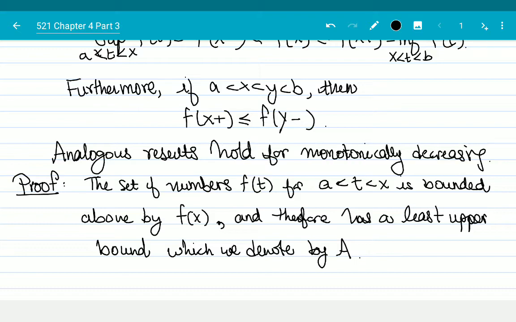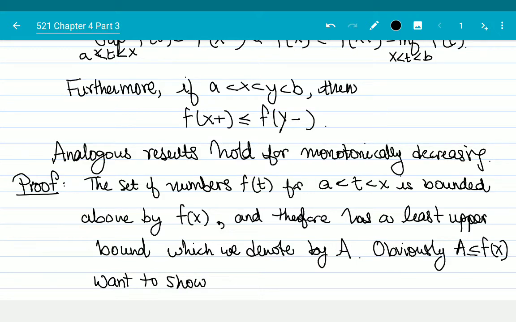Well, obviously, a is smaller than or equal to f of x. Sorry, not f of x minus, f of x, right? We want to show a is equal to f of x minus.